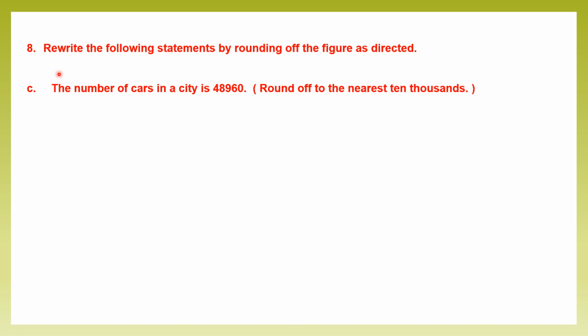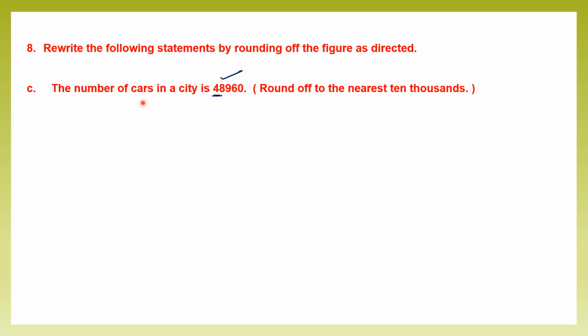Next question. Question 8, the C part of the same question. The number of cars in a city is 48,960. Round off to the nearest 10,000s. So let's look at the digit in the 10,000s place. Ones, tens, hundreds, thousands, 10,000s. So in the 10,000s place we have 4. Look at the digit to its right. It's more than 5. That means 4 will now change to 5.